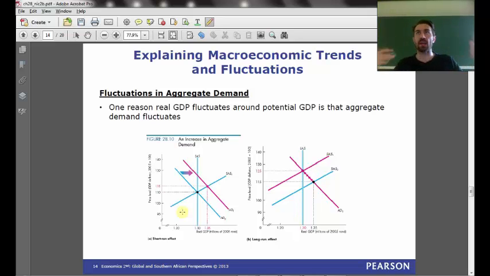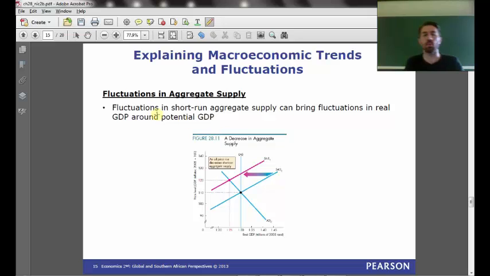Once it becomes clear that that's what's happening, nominal wages start increasing as well. When nominal wages increase, what happens to the aggregate supply curve in the short run? It shifts to the left. So we might move away from our full employment and then we move back towards full employment. So one of the reasons that we could have fluctuations is because of changes in aggregate demand. Another reason could be changes in supply.